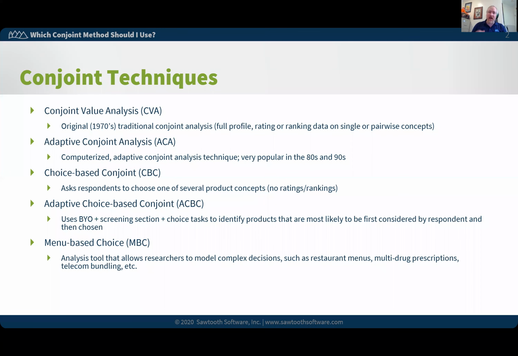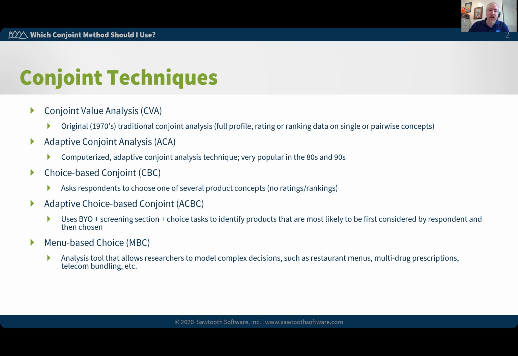And then finally, we'll talk about menu-based choice, where you're making multiple decisions. And then we'll spend just a couple of minutes at the end talking about MaxDiff, which isn't a conjoint technique, but which we use at Sawtooth and has a lot of similarities to conjoint analysis. So with that, let's jump right in and we'll start talking about our first method.